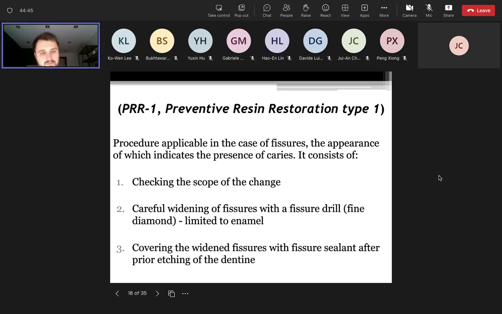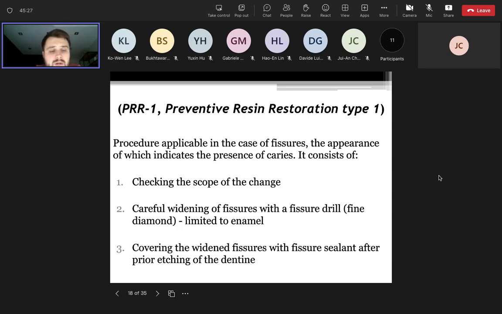Okay, so now we will go through the PRR 1 and 2, so preventive resin restoration, type 1 and type 2. The first procedure is used in the case of fissures whose appearance indicates the presence of caries. So it is more like fissure sealing, but in this case, we have fissures which are not so nice like the good healthy ones. Here we have some suspicion of caries in the fissures.